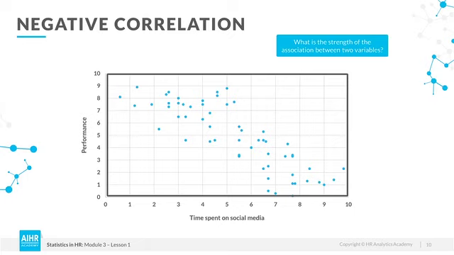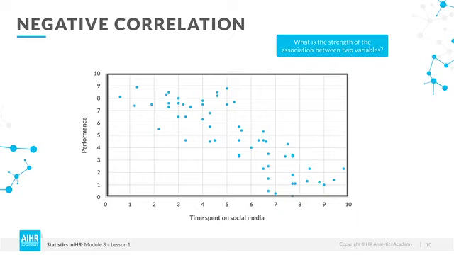You can also have a negative correlation, where scoring high on one variable means that you will likely score low on another variable, and vice versa. For instance, you can measure the amount of time employees use social media in the office and their productivity. When they are spending a lot of time on social media, they are likely to be less productive. And if they are spending little time on social media, they are often more productive.